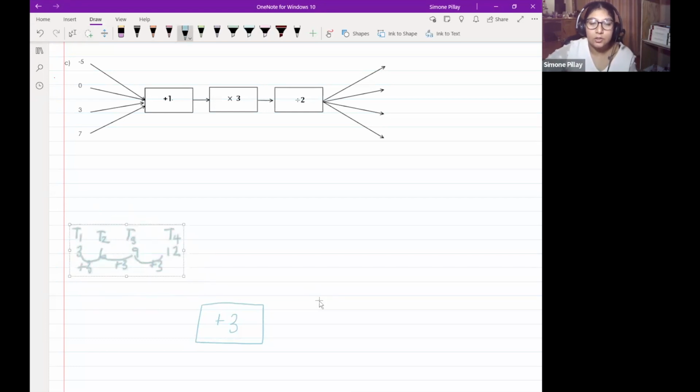I can then use my flow diagram to represent my number pattern. How is it plus 3? I'm going from 3 to 6. How do I get from 3 to 6? I have to add 3. How do I go from 6 to 9? I have to add 3. So we can see the common thing that I'm doing to get from one term to the next is adding 3.